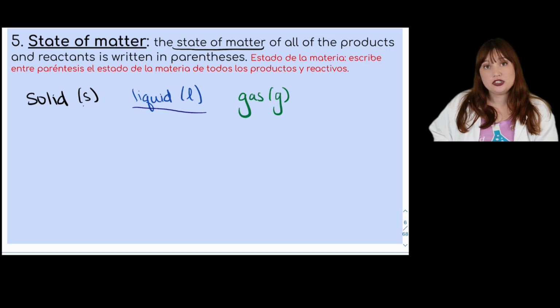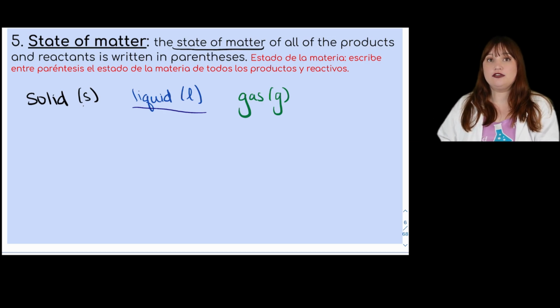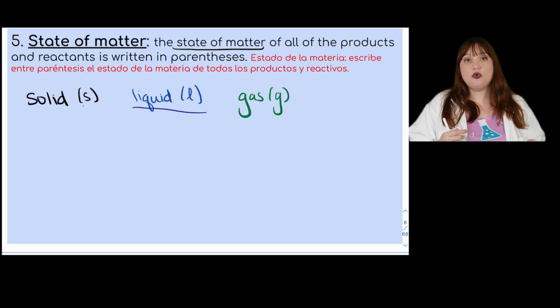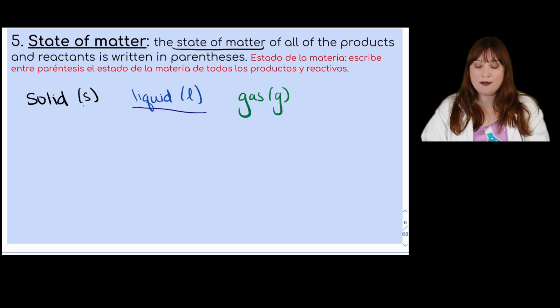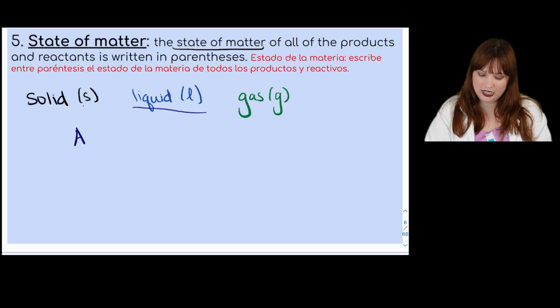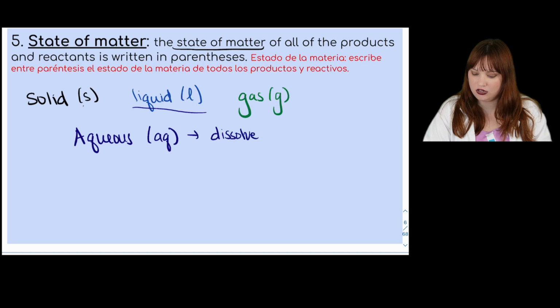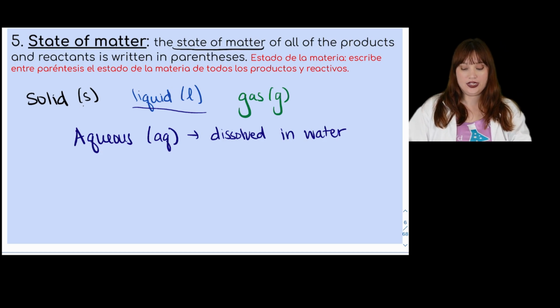And that can be important to consider in chemistry, if it's a pure substance or if it's a mixture like being dissolved in water. So we mark that in a different way. We say that that is aqueous, like aqua, AQ. And that means dissolved in water. Aqueous.